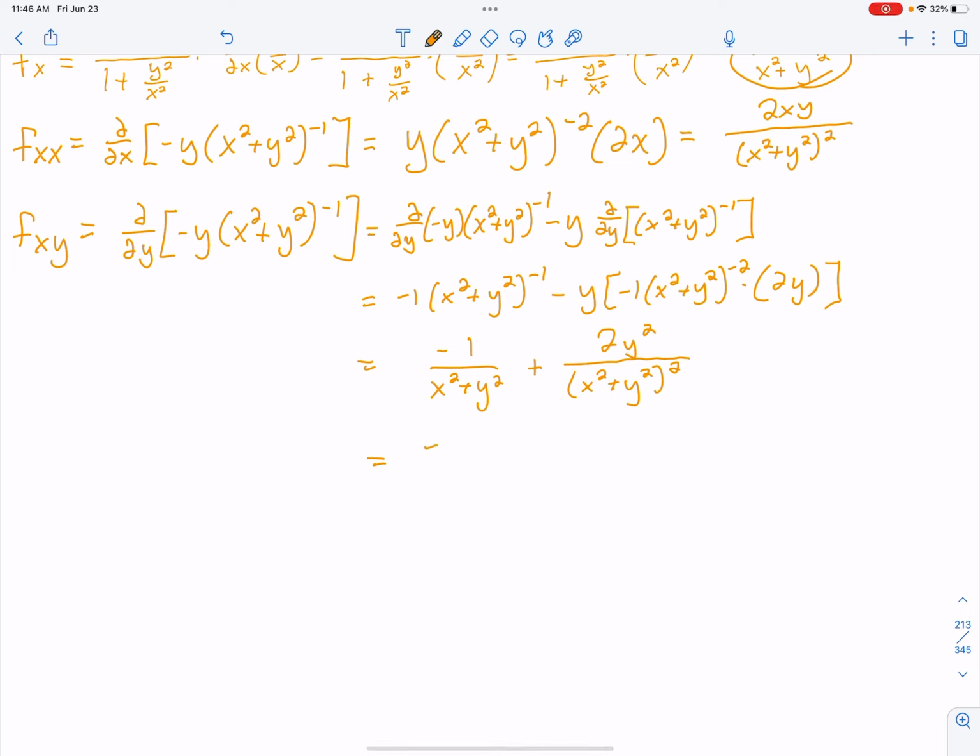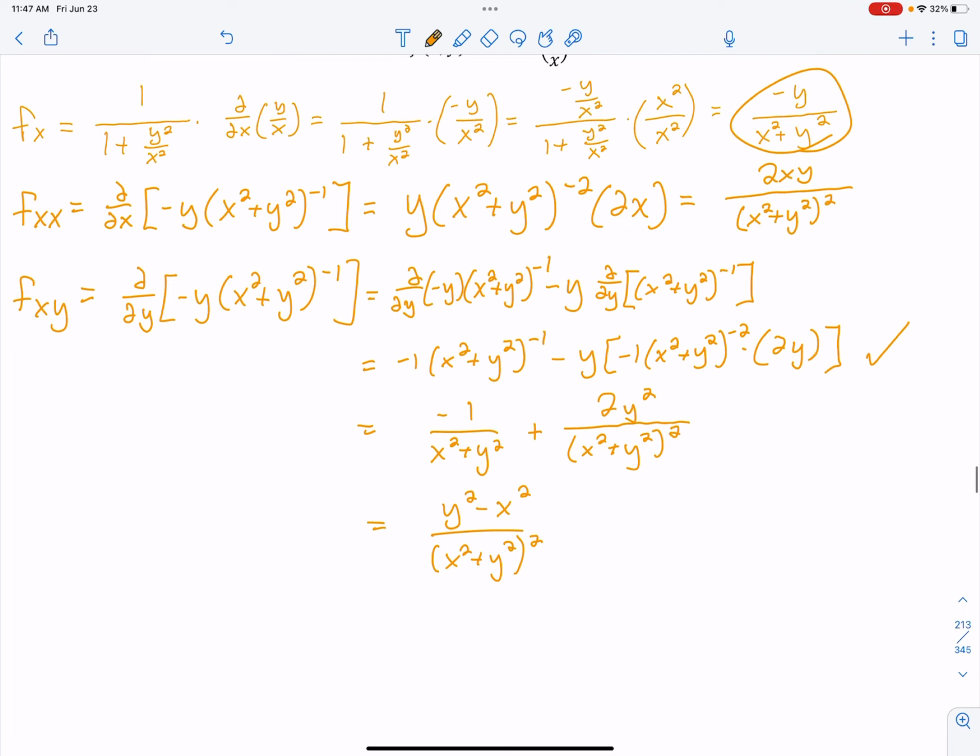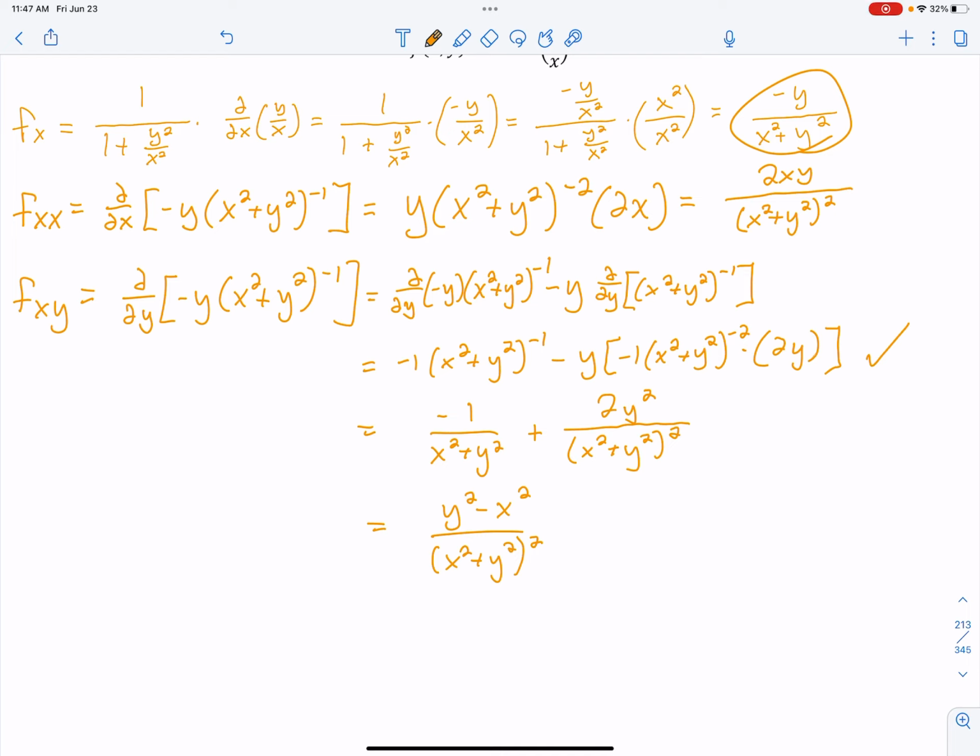So we're going to get a negative x squared plus, let's flip these to make it prettier, y squared minus x squared over (x squared plus y squared) squared. You don't have to go that far. You could stop right here when all the calculus is done. But I kind of like going that far as a mathematician. You may feel indifferent. There we go. So that's fxy.